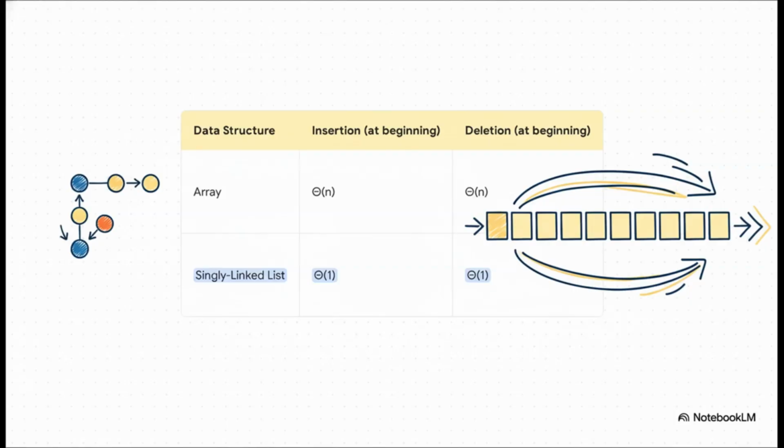You just create your new piece and adjust a couple of pointers. But an array? Oh man. To add an element to the front, you have to physically shove every single other element down by one spot. That is a huge, slow operation for big arrays.